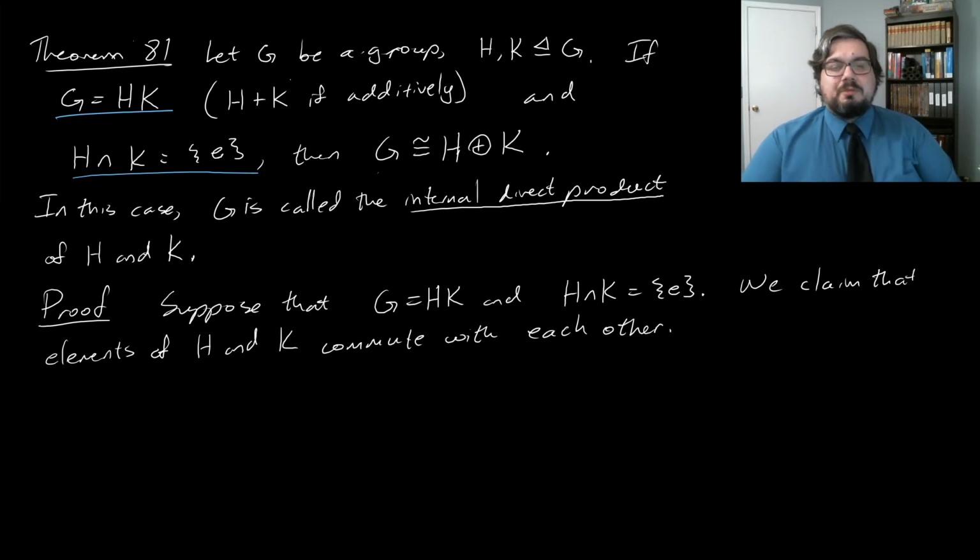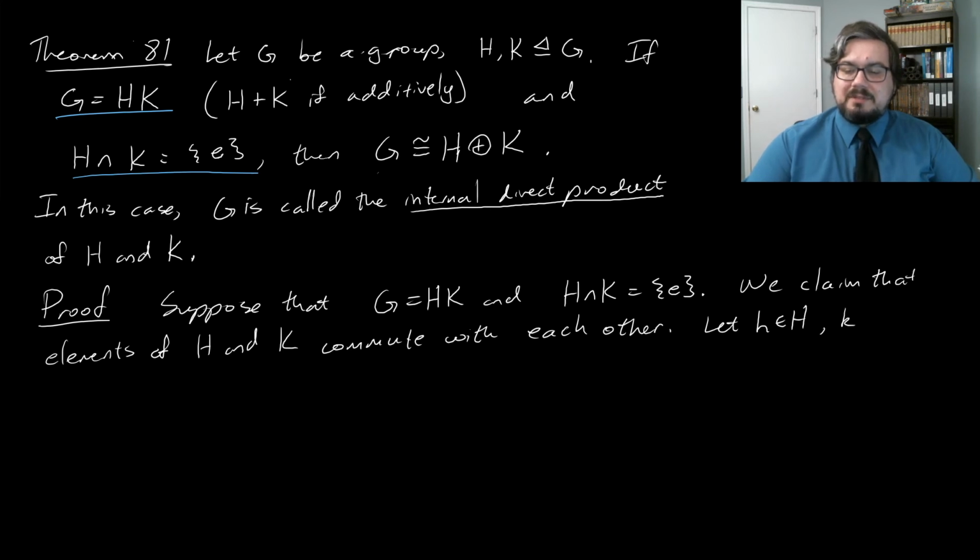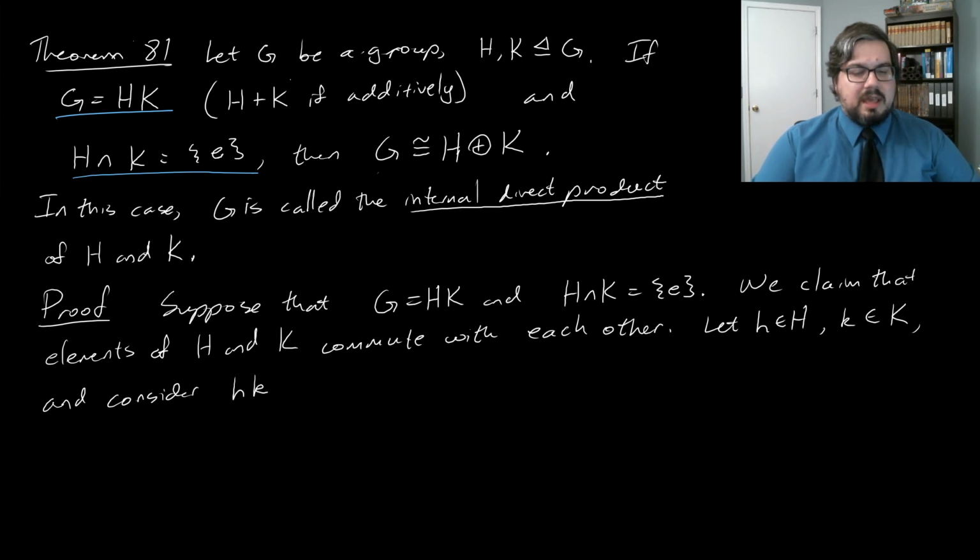So we have already assumed that H and K are normal subgroups of G, which is a condition that is sort of like commuting. It's like commuting on the level of cosets, but we're actually claiming that the elements themselves of H and K commute with each other. So let little h be an element of H, little k be an element of K, and consider the element hkh inverse k inverse.